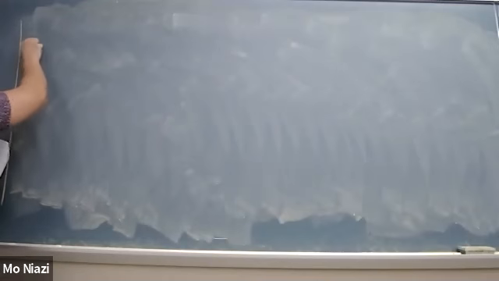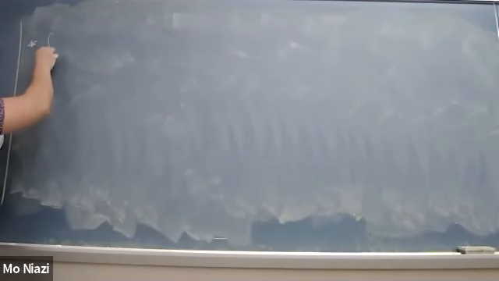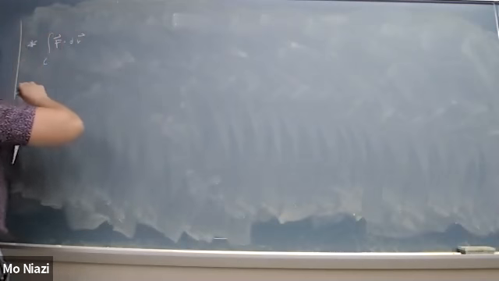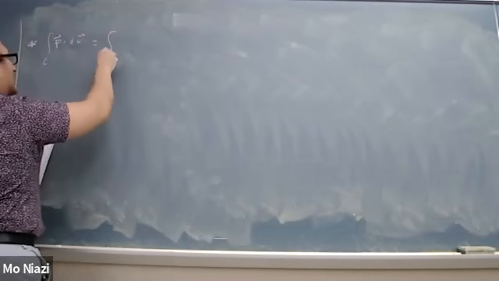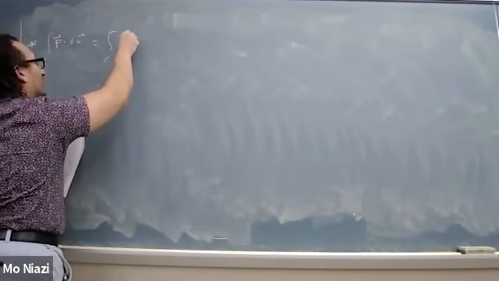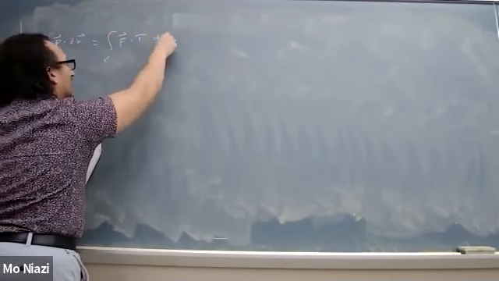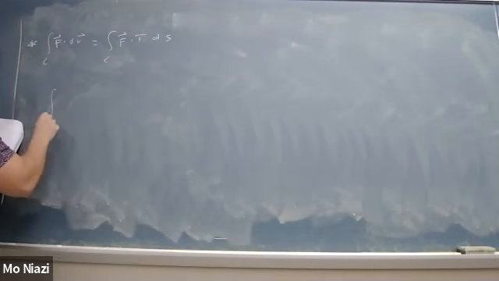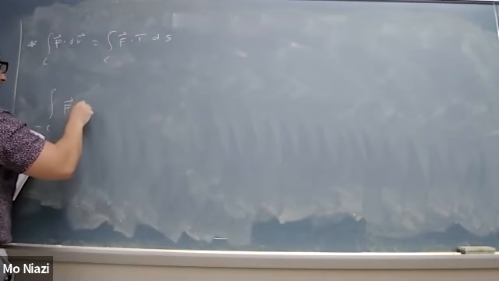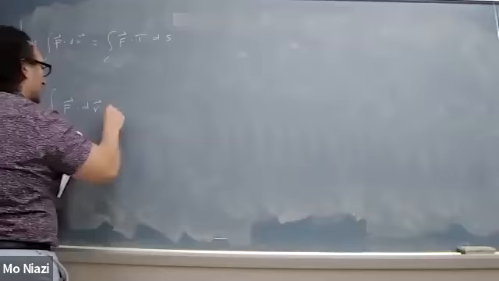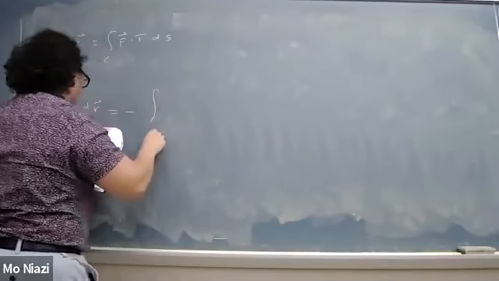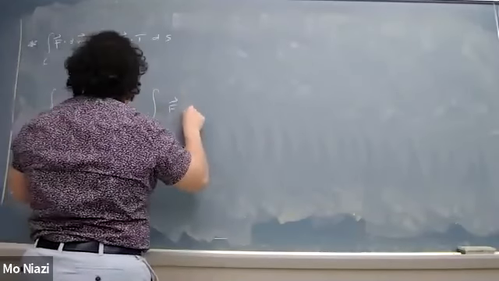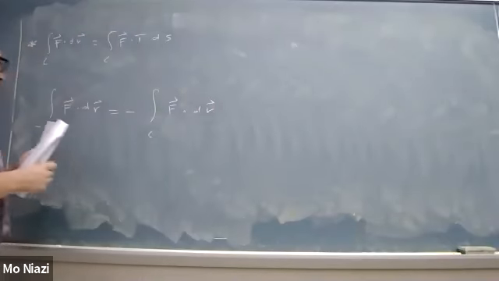So I will make a note that the line integral of f dot dr is the same thing as the line integral of f dot t ds. Remember, they're equivalent. But notice that the line integral going in reverse of f dot dr is equal to the negative of the line integral of f dot dr. Why is this the case?